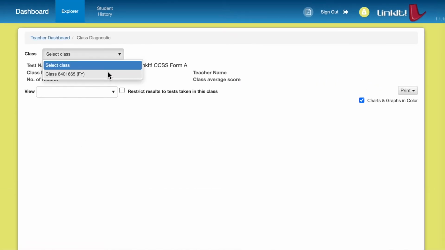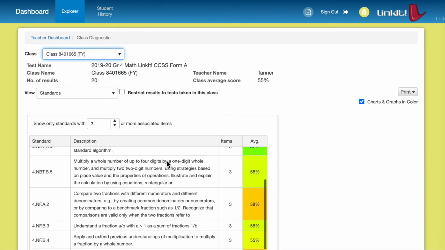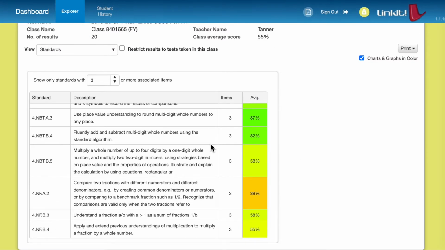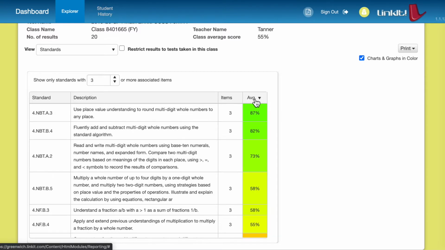So in a class diagnostic, what I get is just the aggregate results on the assignment, and it's organized by standards. So I can see here's the standard number, the description, read and write multi-digit whole numbers, and I've got their various scores. I can sort them based on their strength from high to low or low to high.